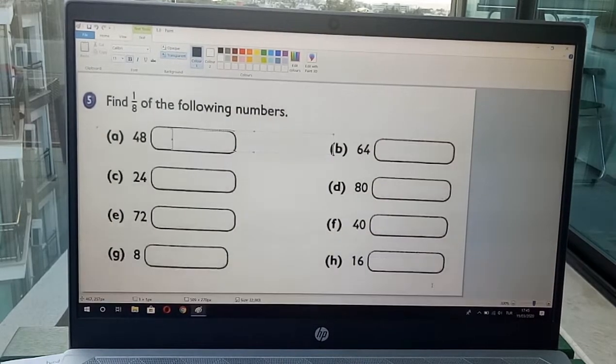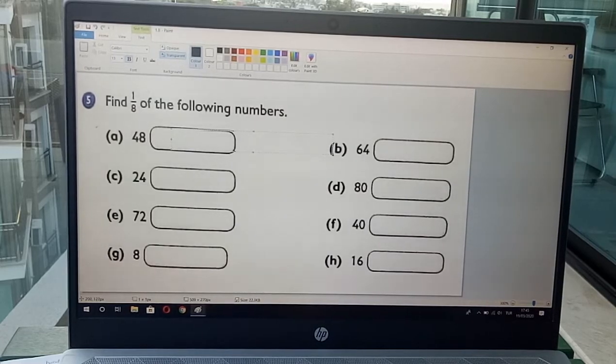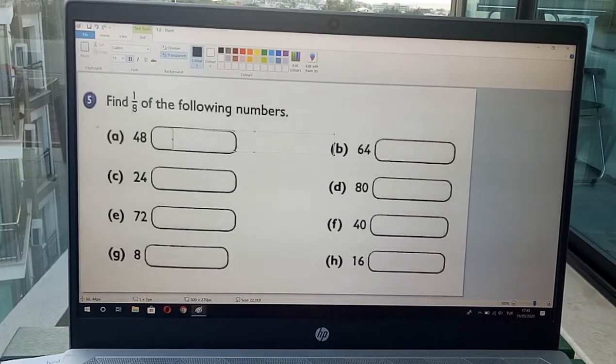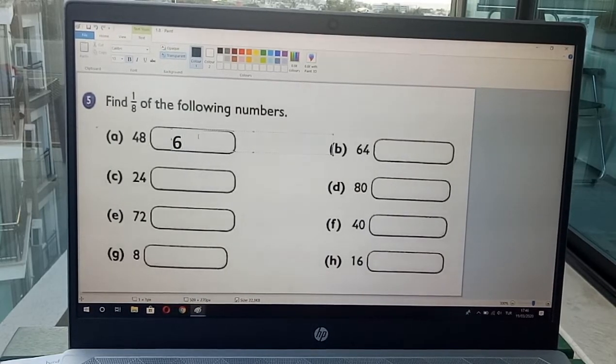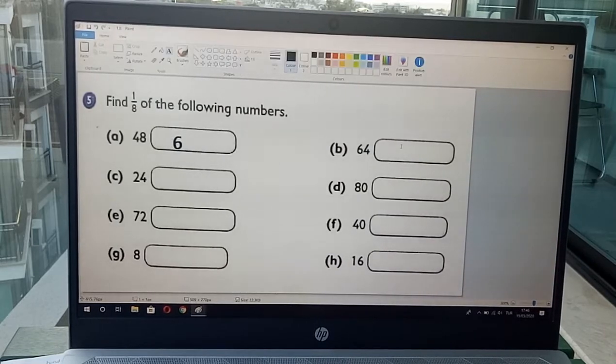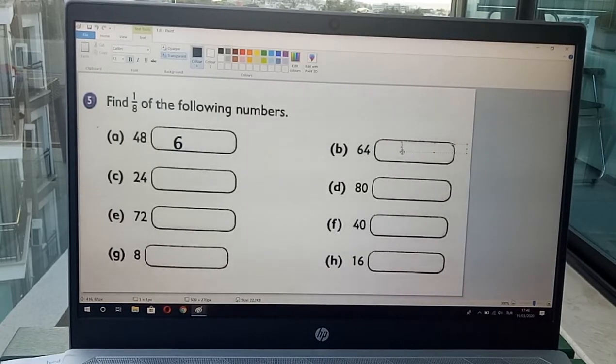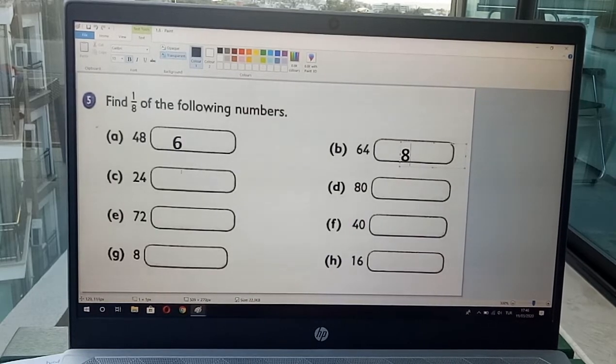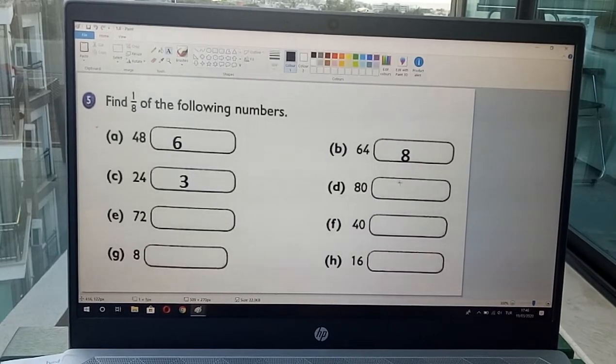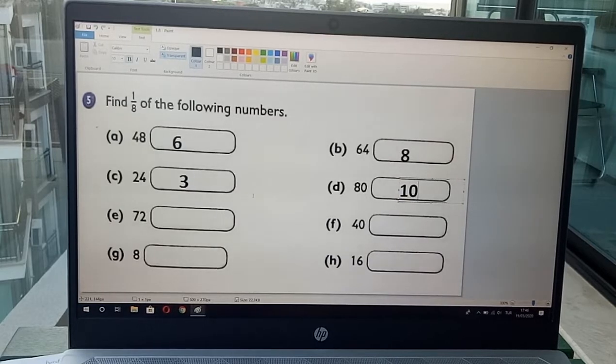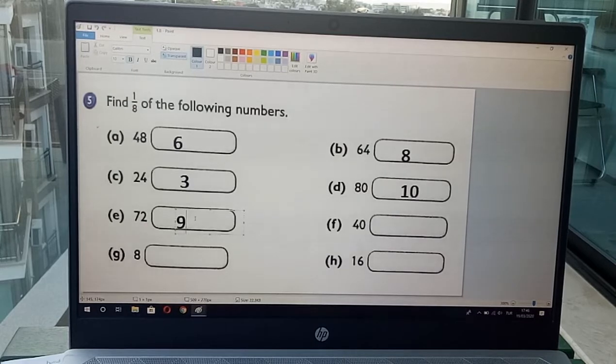Okay, now let's move on to 1/8. Again, we're going to divide our numbers by 8 because we have the fraction of 1/8. For letter A, 1/8 of 48 is 6. Letter B, 1/8 of 64 is 8. Letter C, 1/8 of 24 is 3. Letter D, 1/8 of 80 is 10. Letter E, 1/8 of 72 is 9.